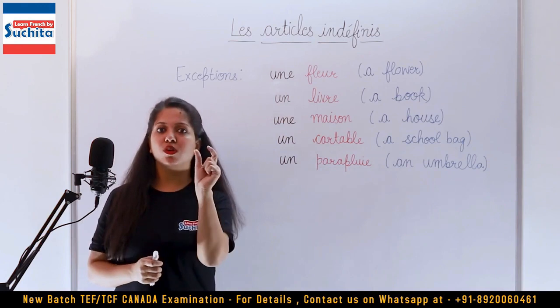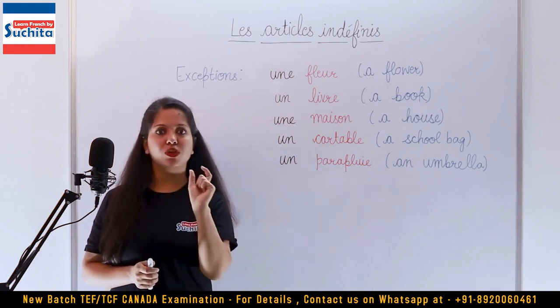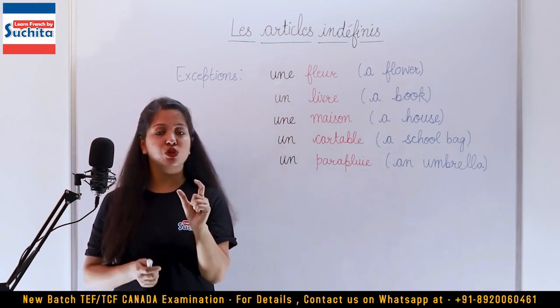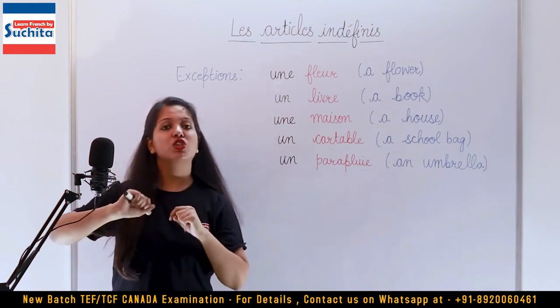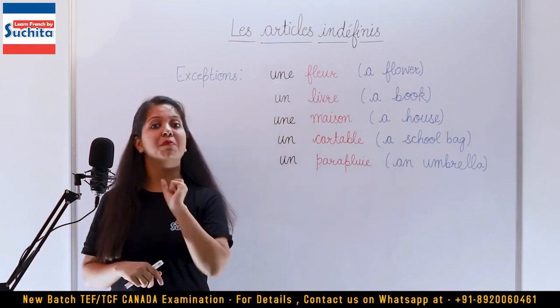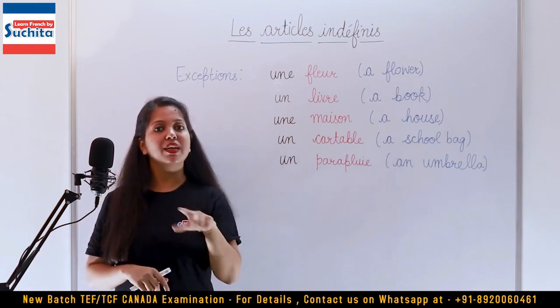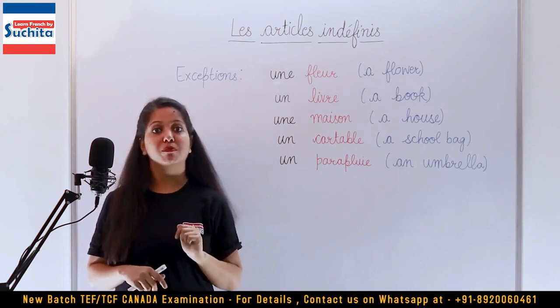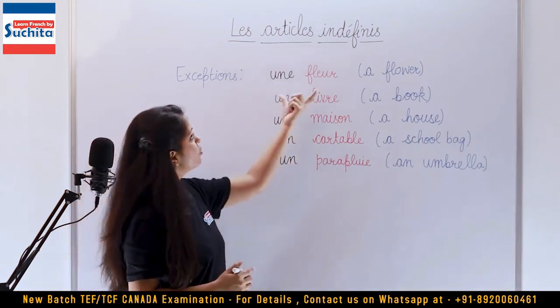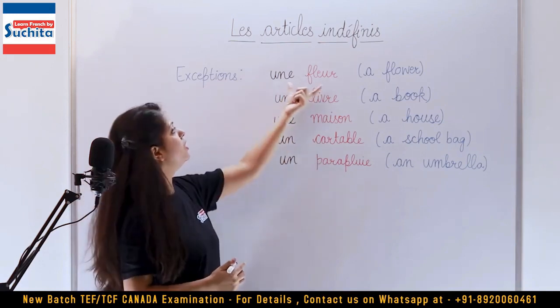Just now I told you that the words which end with E, they are feminine, and the words which do not end with E are masculine. So if the word is an exception, this rule will change. If the word ends with an E, then it will be masculine. And if the word doesn't end with an E, then it will be feminine because it's an exception. So the rule will become opposite. So let's look at some of the exceptions that I've quoted here.